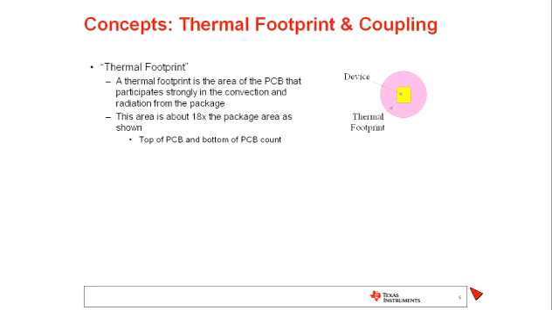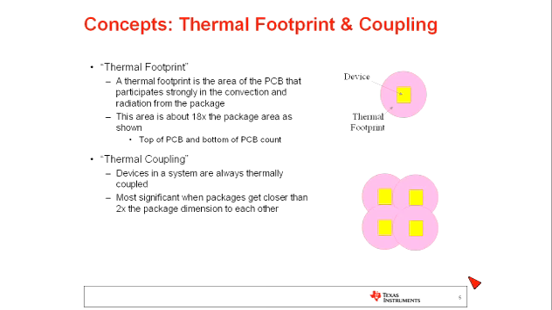Modeling and analysis has shown that this area is about 18x the package area, or about 2x in the x and y direction, and if you add all that up, it comes out to about 18x the total area. So you can see a little illustration here, where here's the device that's heated up, and a rough view of what a thermal footprint looks like around that device. Then what that leads to is the concept called thermal coupling.